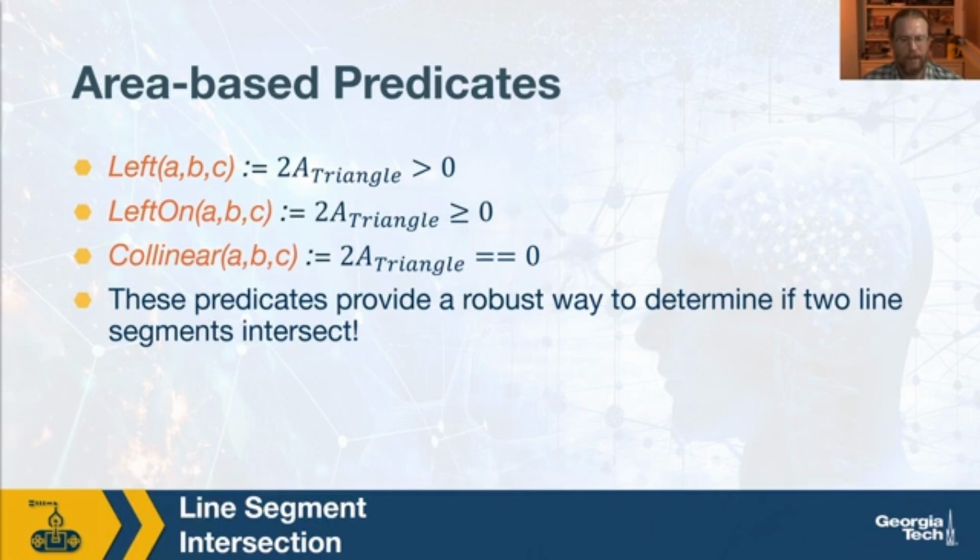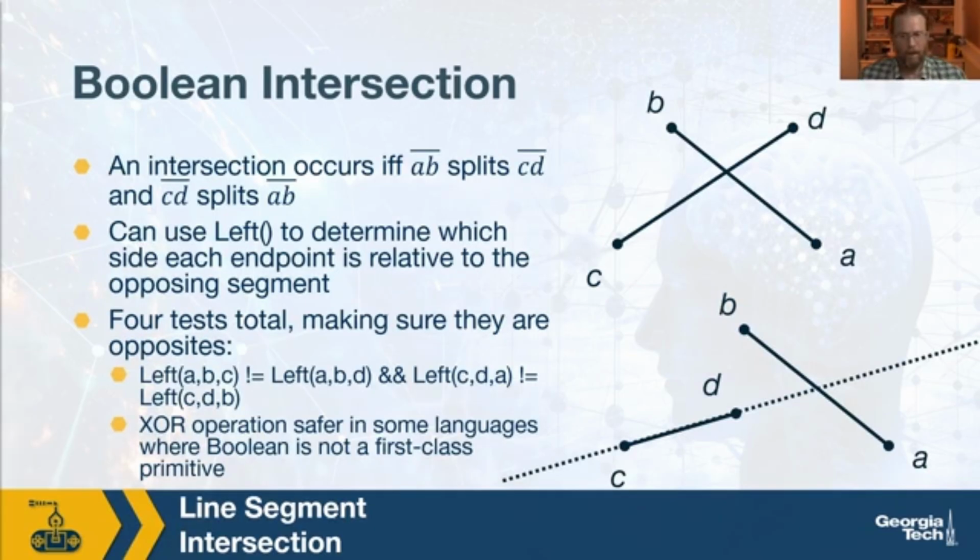So those 3 predicates give us a robust way to do lots of different computational geometry, building up from these tests and contributing to other tests or algorithms that we might be interested in, including the intersection of 2 line segments. So we can see how this will be useful by considering a scenario where you have 2 line segments and you want to know how they intersect.